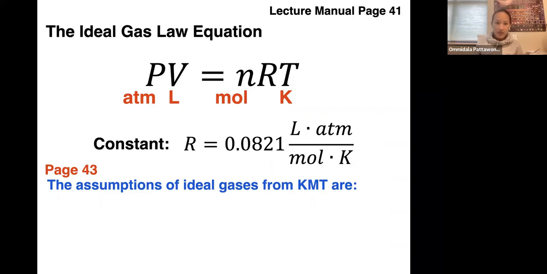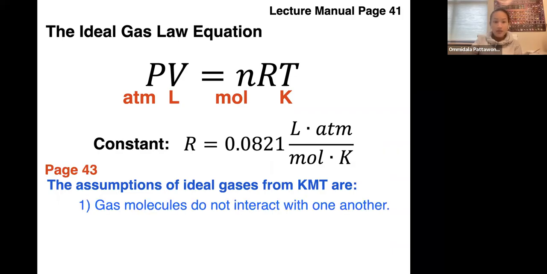The ideal gas is based on the assumptions that come from the kinetic molecular theory that we learned in the previous video, 9.3. So what are the assumptions? One is that the gas molecules do not interact with each other. Therefore, if they collide, they would not lose kinetic energy. That means the energy would remain the same throughout the whole container. So they do not interact.